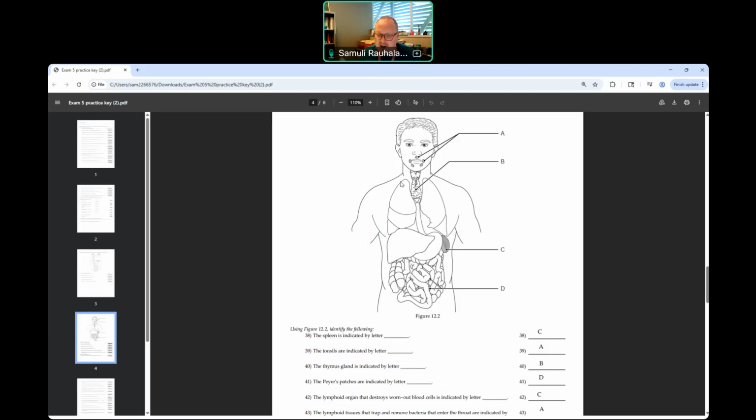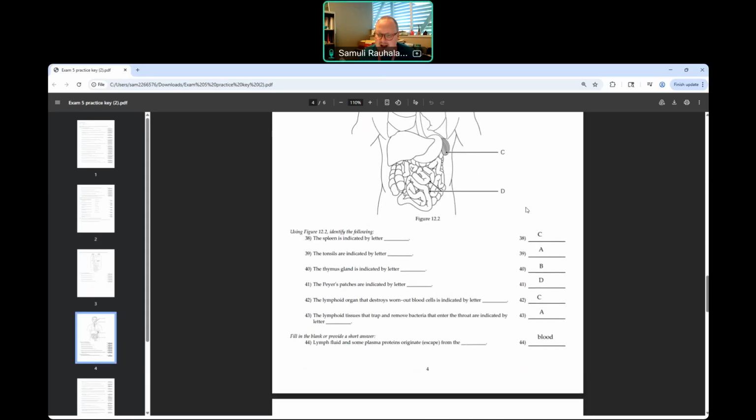And thymus was this organ that was located at the anterior neck and chest, and it did get replaced by adipose and connective tissues as you aged, shown here as B. Letter D shows the Peyer's patches. They were in intestines, a little like tonsils if you want to draw that analogy. Remember, it was spleen that was responsible for removing old red blood cells, and tonsils served the purpose of removing bacteria that was entering through the throat.